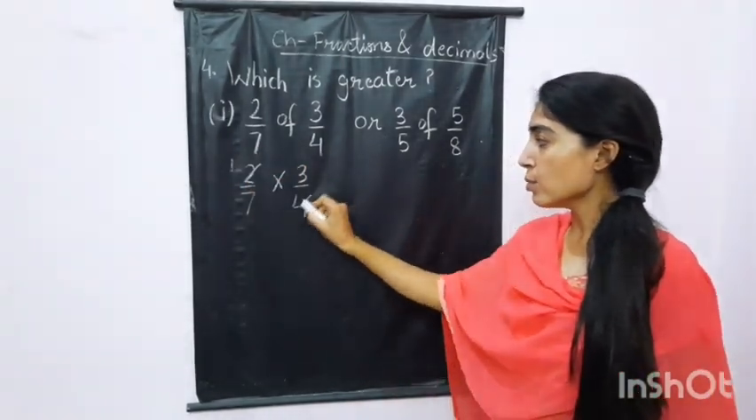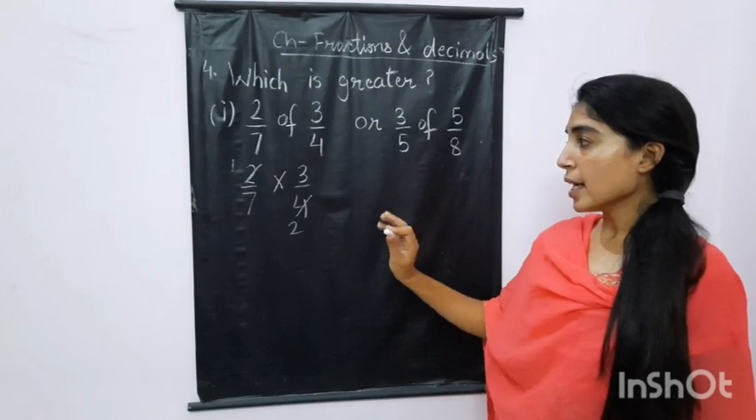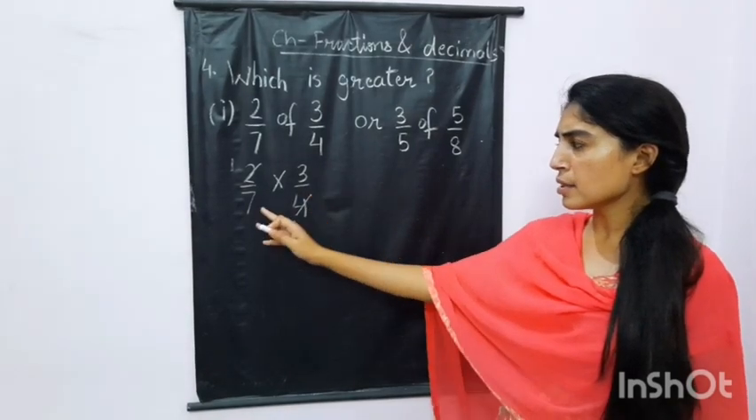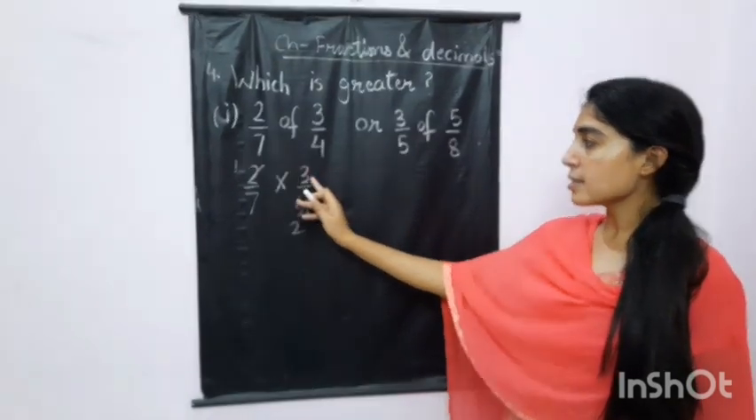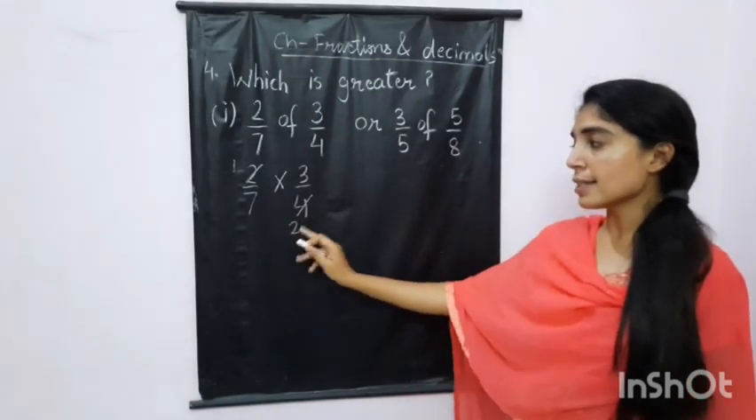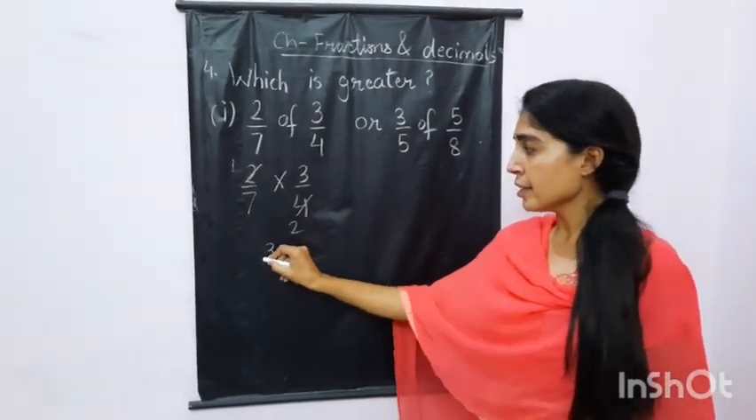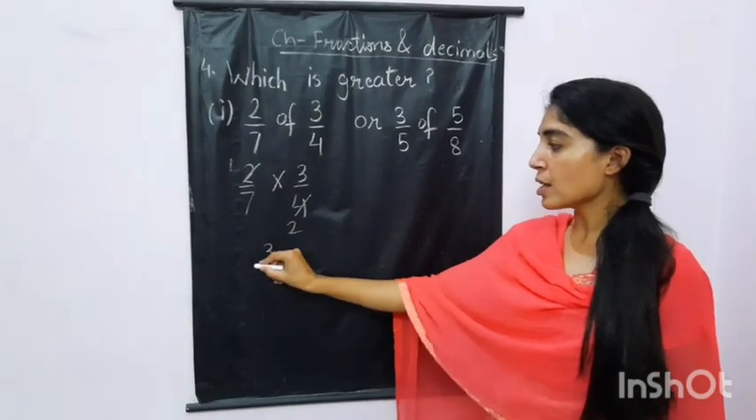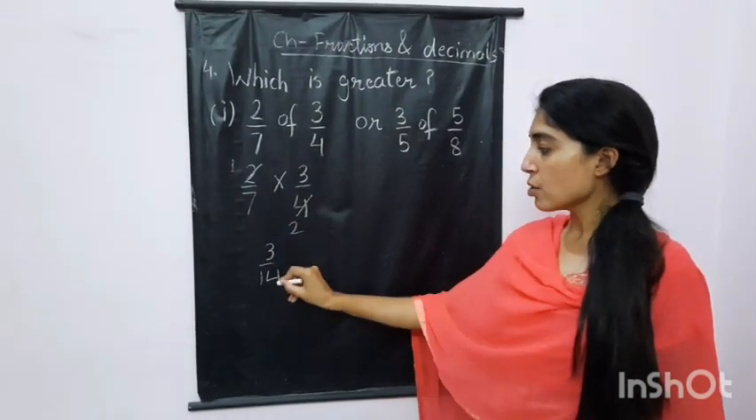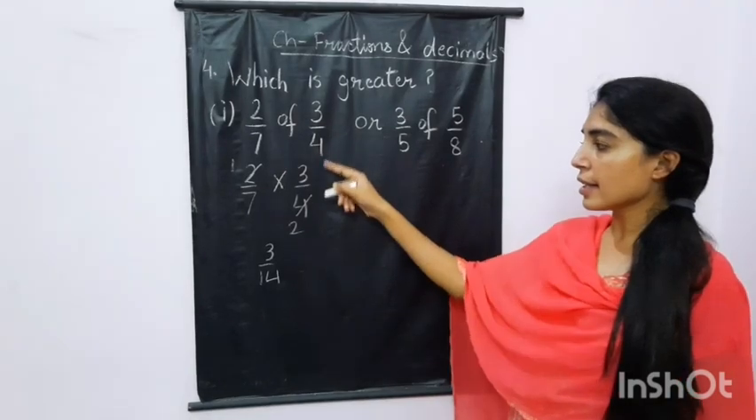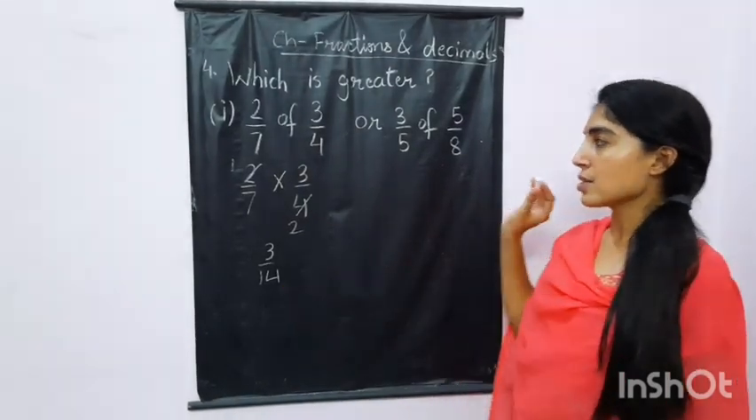2 ones are 2, 2 twos are 4. Any other number which can cancel? 3 and 7? No. So let's just multiply numerators and denominators. We have 1 3s are 3, denominators 7 2s are 14. So now we have simplified this and we got this fraction.